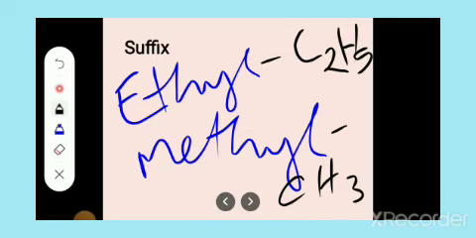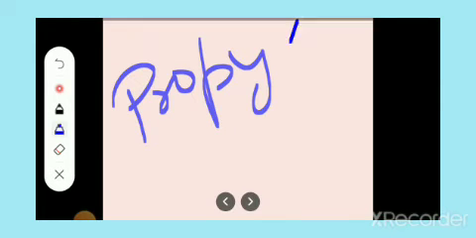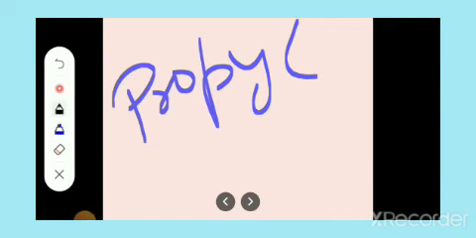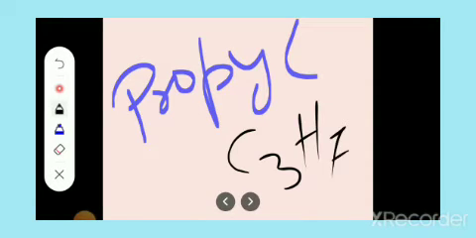More suffixes are there. Let me talk about propyl. Propyl, if we say, so propyl will have propane. Propane is C3H8. So here it will have C3H7 for propyl.